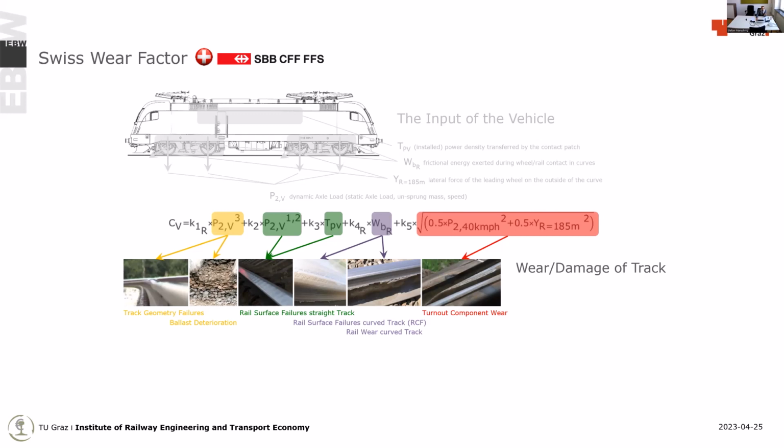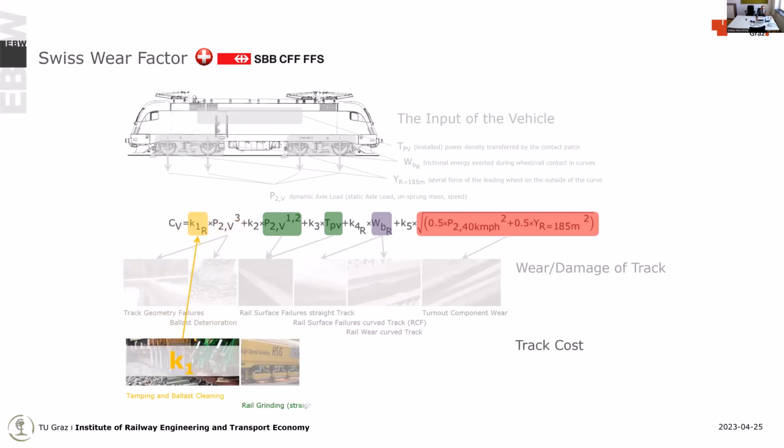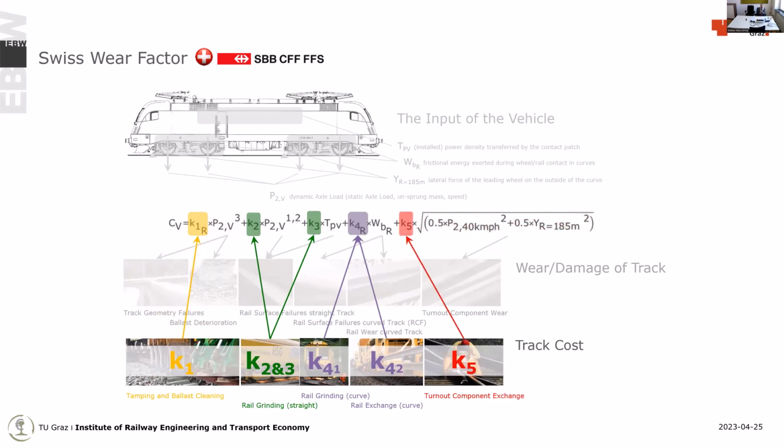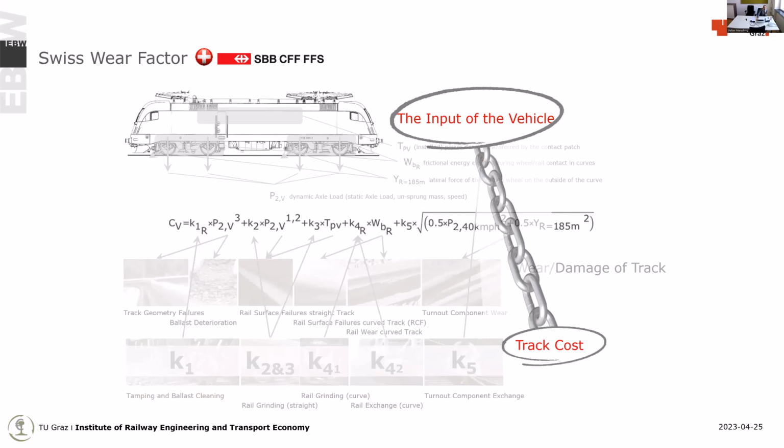And we know how much these maintenance jobs cost. So this is tamping, ballast cleaning. This is rail grinding. This is rail grinding in the curve and rail exchange in the curve. And this is, of course, turnout component exchange. And when you follow this engineering approach, you see that we can link on a physical deterioration model some input figures of the vehicle with the track costs. So this is what I see as an available cost causation model.